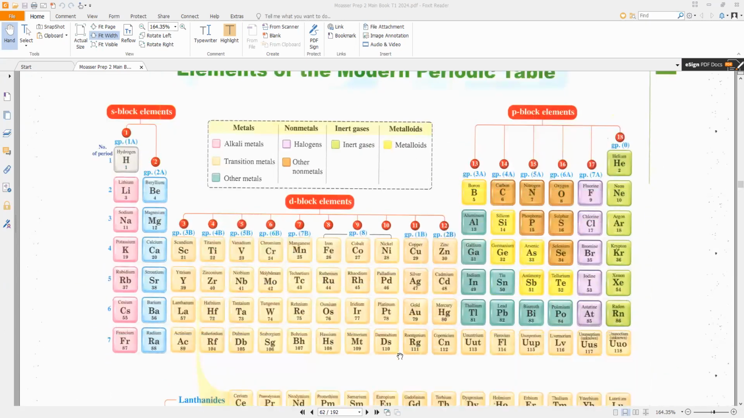This is the modern periodic table. We studied group 1A, or 1 in the modern numbering, in the s block. All group 1A elements are alkali metals except hydrogen, which is a non-metal. This is the halogen group 7A or 17, and this is the noble gases, or inert gas, group 0 or 18.